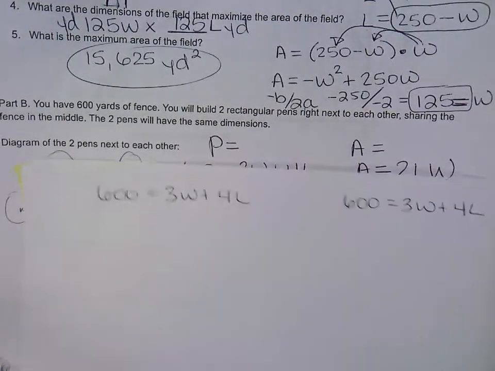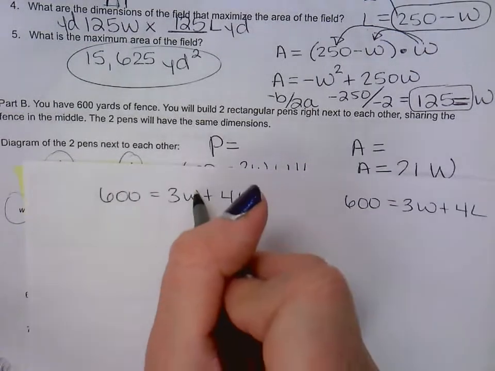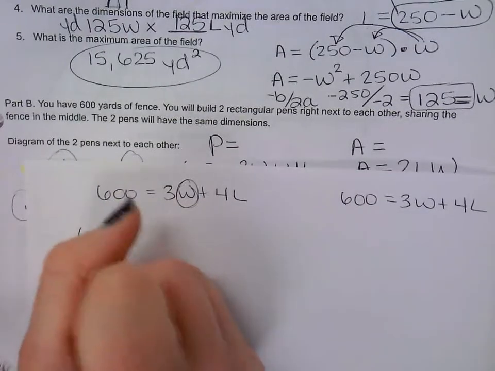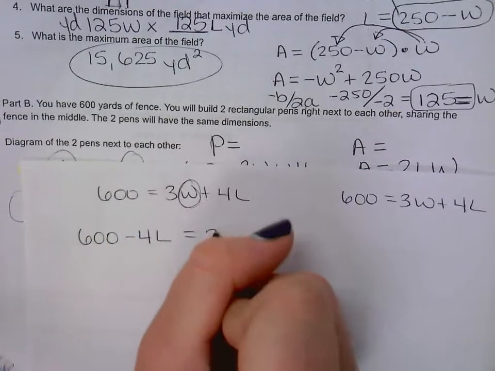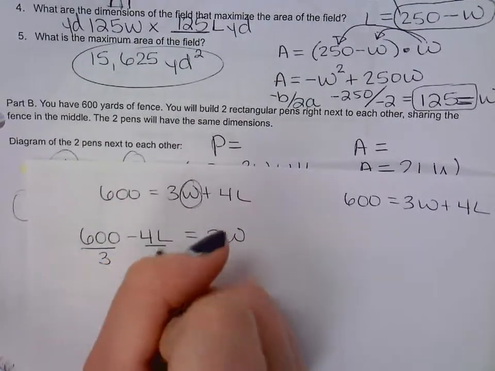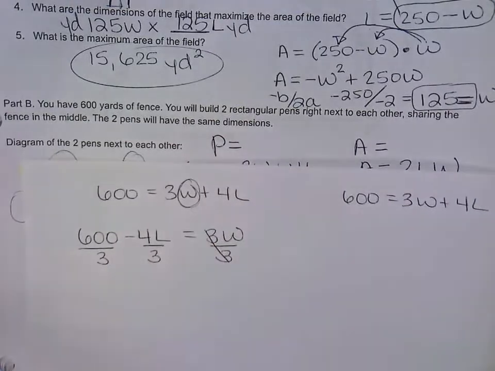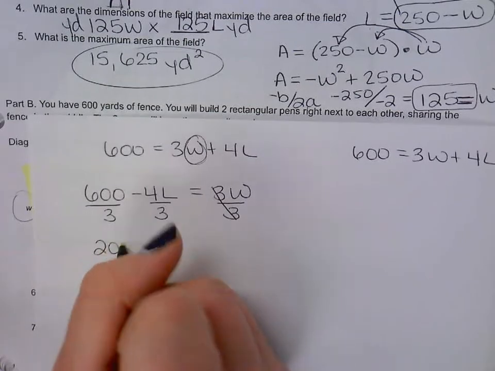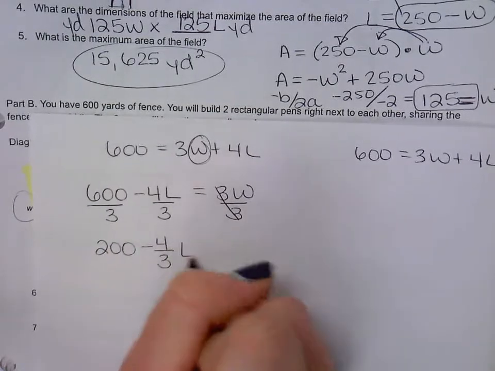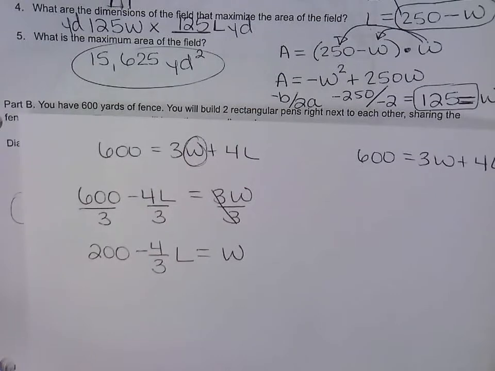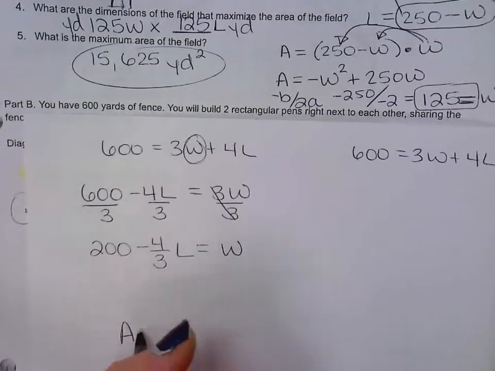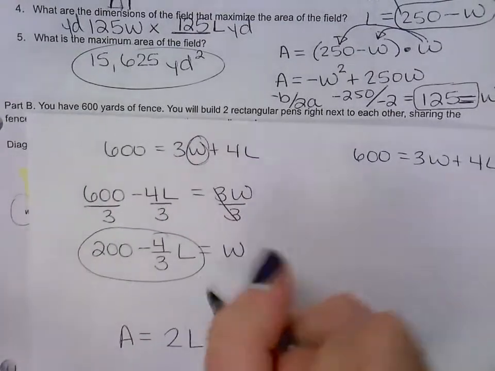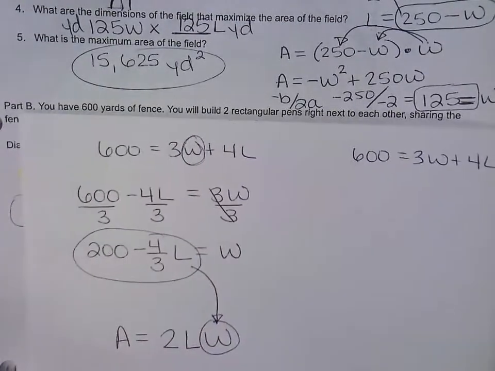All right, so some of us might have solved for W by itself, right? So if you got W by itself, you would have 600 minus 4L equals 3W, and then you divide everything by 3, right? Did some of you take that approach? So let's see, 600 divided by 3 is 200 minus 4/3 L equals W. So area equals 2LW.